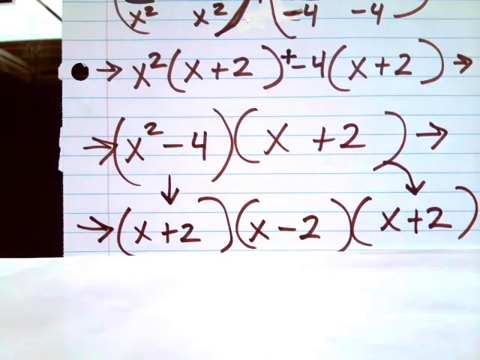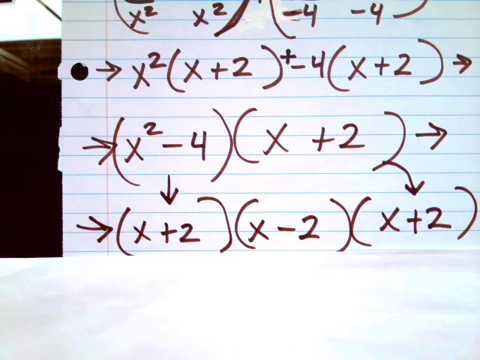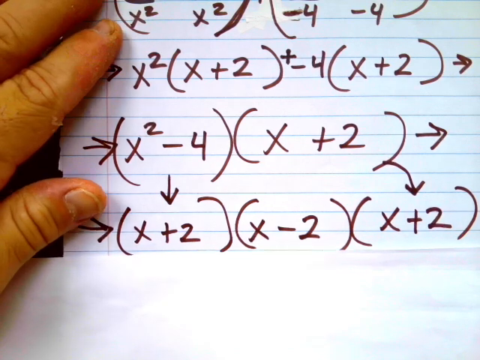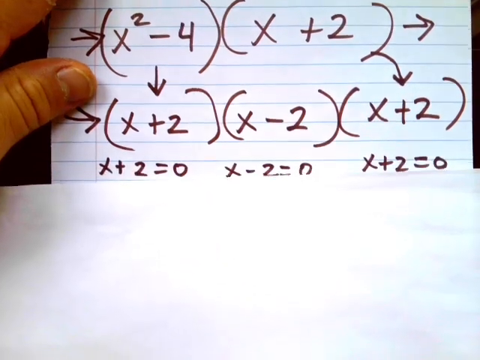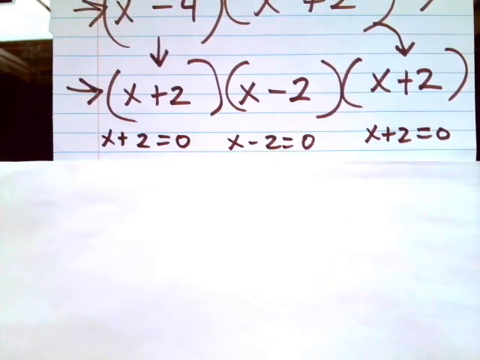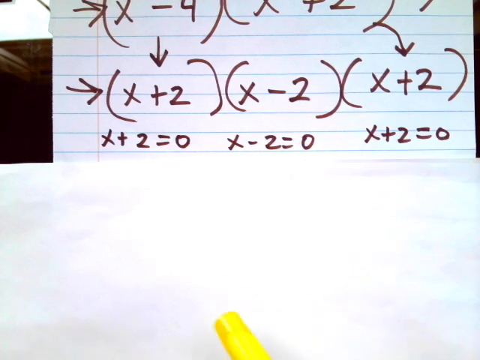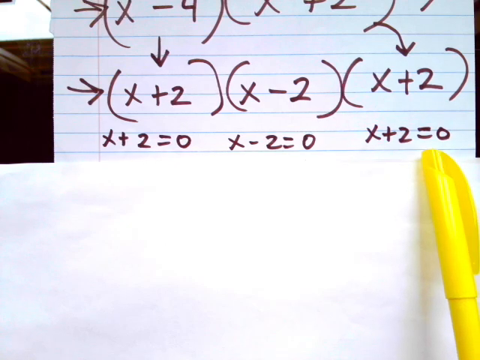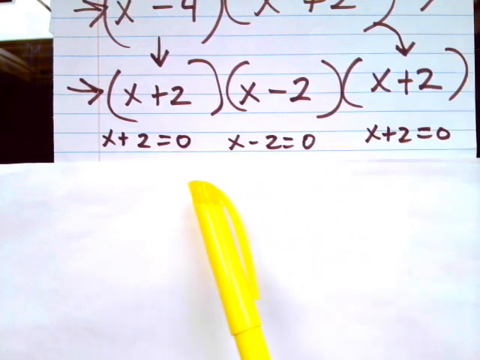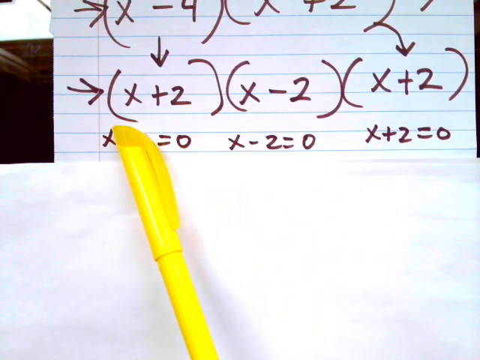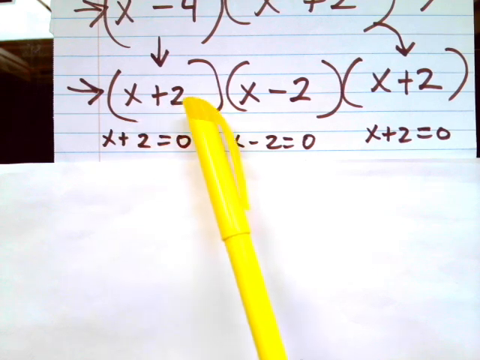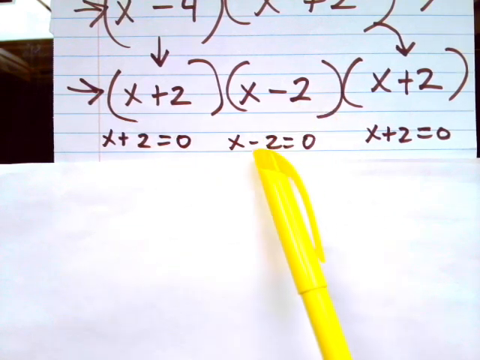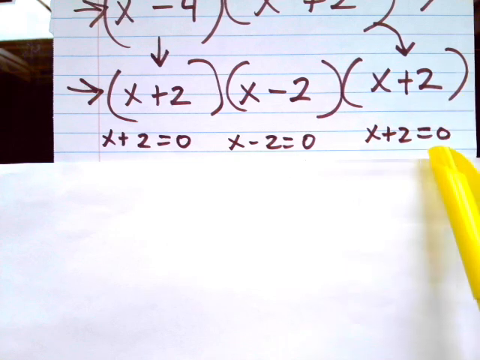All right, now since we're finding zeros, right, we're finding zeros of the function, as an example, I want to show you how to do that in review, because I've shown it once before with an example problem. I'm going to take each of these and set them equal to 0. Then I solve for x. So, x plus 2 equals 0. x minus 2 equals 0. x plus 2 equals 0.